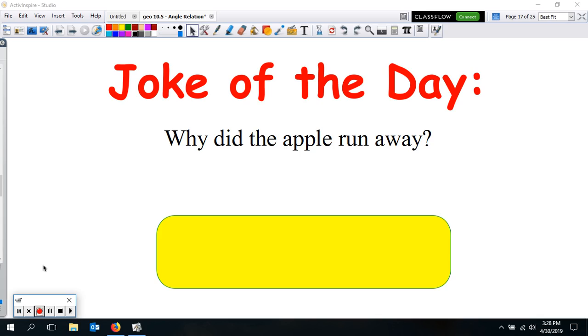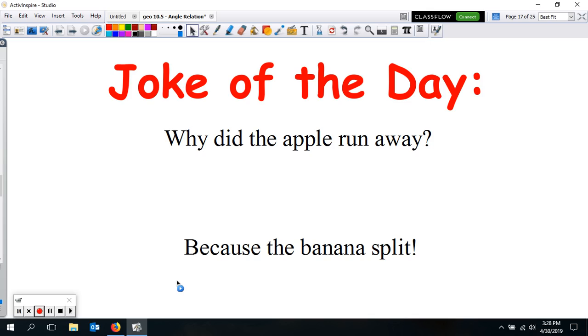So here, let's take a little short break for the joke of the day. Why did the apple run away? Oh, poor apple. Why did the apple run away? Well, because the banana split. Wouldn't mind a banana split right now.